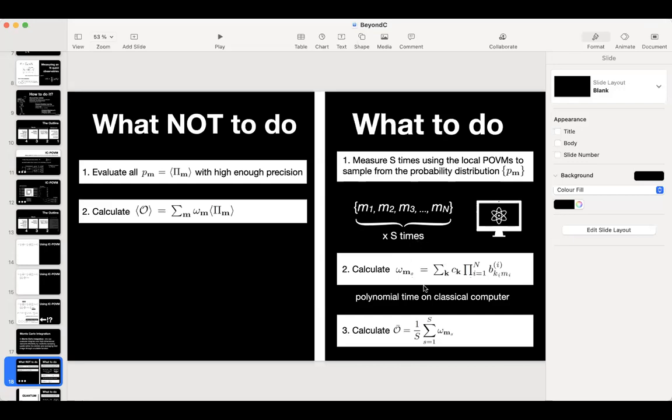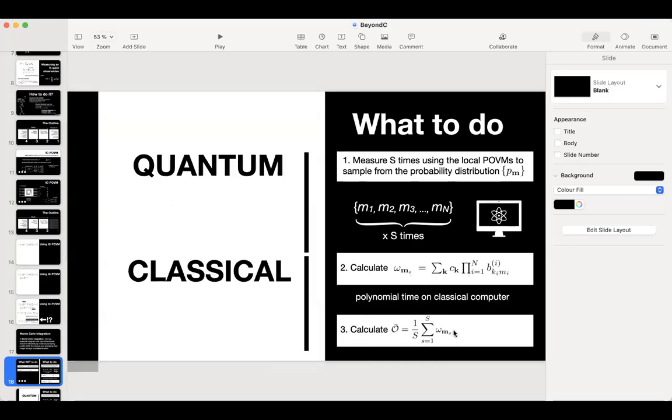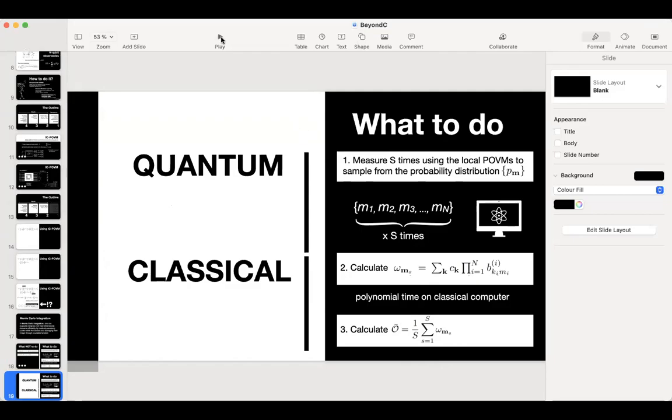So we sample them, and then we calculate on a classical computer this omega M. So eventually, what we are not doing is not this here. I don't know if you see my mouse. Yes. Not this, but instead we do this, okay? It's the estimate of how it is calculated, which is precisely the spirit of the Monte Carlo sampling.